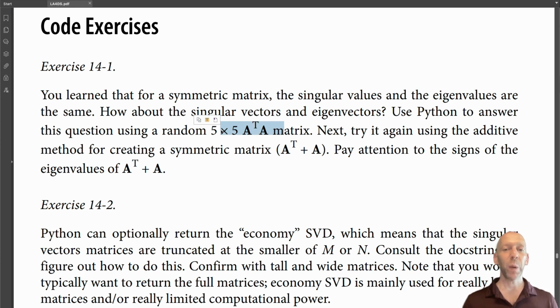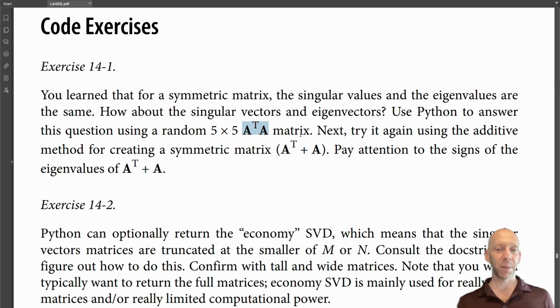And then compare the right and the left singular vectors and also the eigenvectors and the singular vectors and the eigenvalues and the singular values. I'm getting confused between all these terms here. Okay, so I hope that makes sense. Basically, we're comparing the output of SVD and eig for a 5 by 5 symmetric matrix created through the multiplicative method.